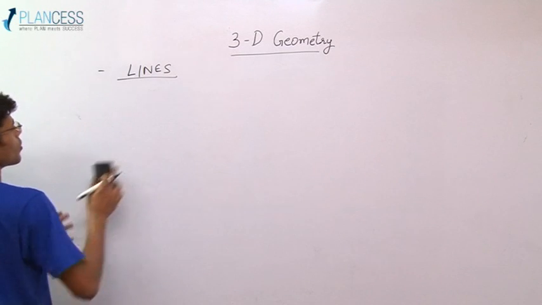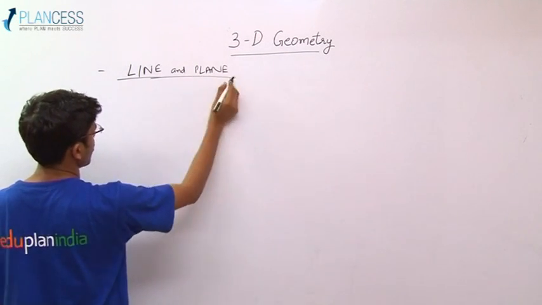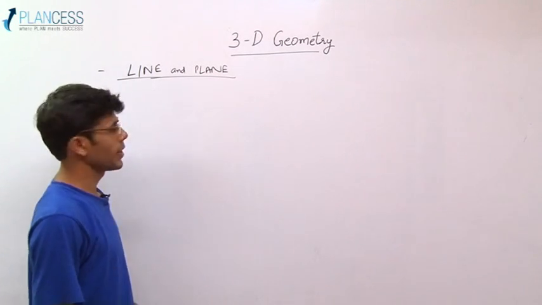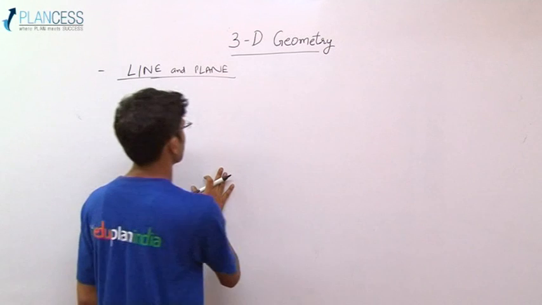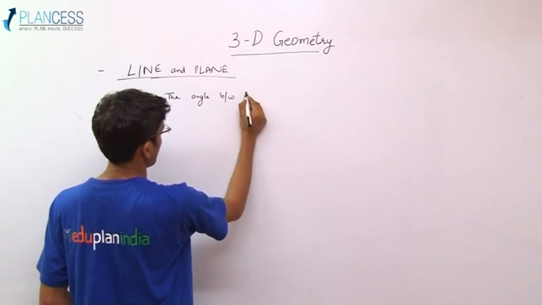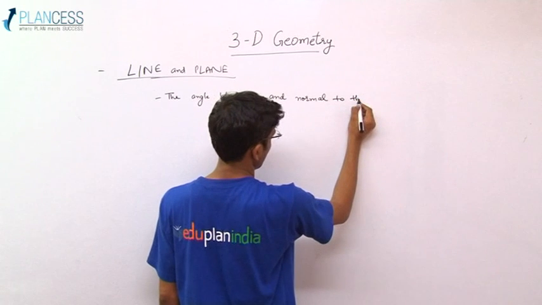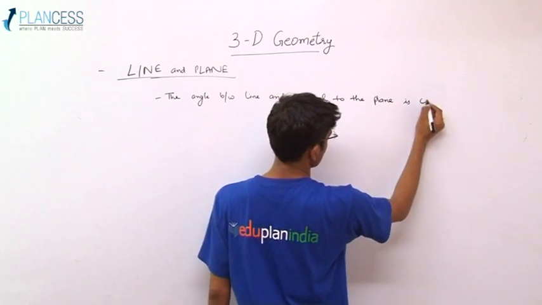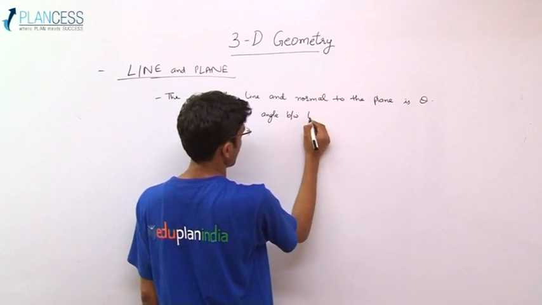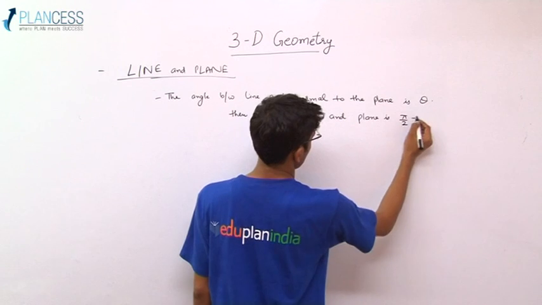Okay, so now let's move to line and plane together. The basic problem in this scenario is finding the angle between a line and a plane. Say the angle between the line and the normal to the plane is theta, then the angle between the line and the plane is pi by 2 minus theta.